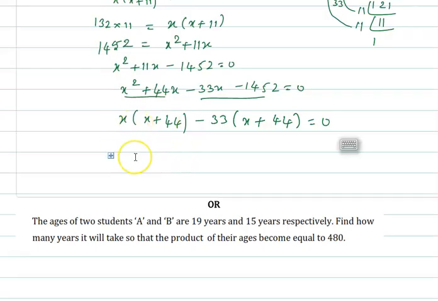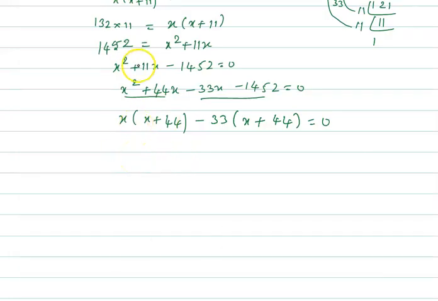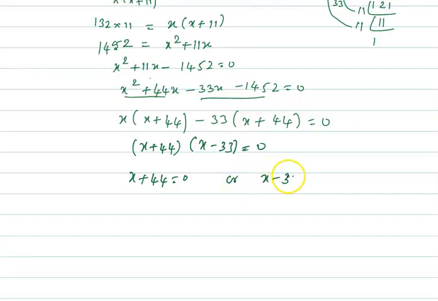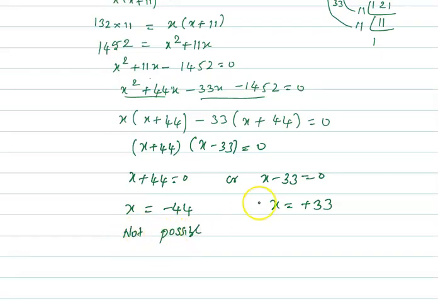Taking x plus 44 as a common factor, I am going to get x minus 33 equal to 0. So x plus 44 equal to 0 or x minus 33 equal to 0. We get x equal to minus 44 and x equal to plus 33. Speed cannot be negative, therefore this is not possible. So this is the required answer.